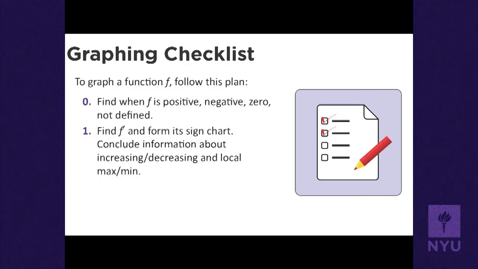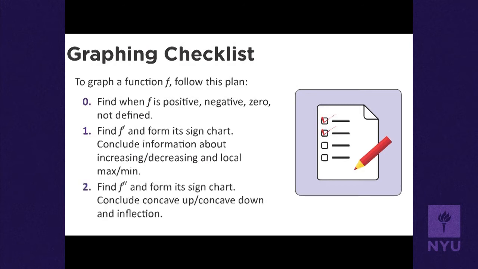You can find out when the function's increasing, when it's decreasing, and in between increasing and decreasing, you will have a maximum. In between decreasing and increasing, you have a minimum. Next step, take the second derivative and do the same thing for that. Form its sign chart. Where the second derivative is positive, you know the graph is concave up. Where the second derivative is negative, you know the graph is concave down. And then inflection points are where it switches its concavity.